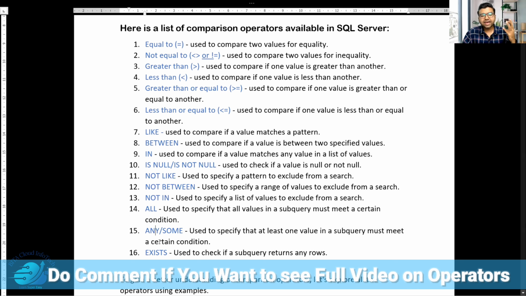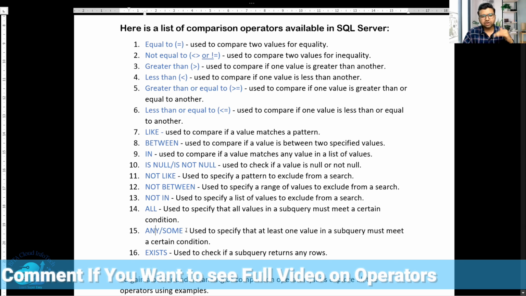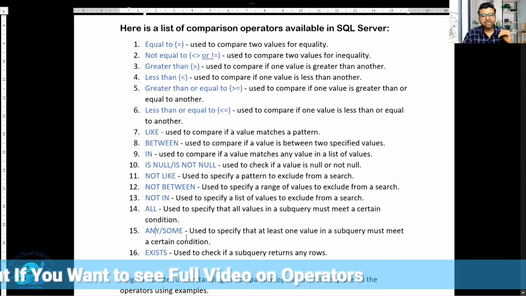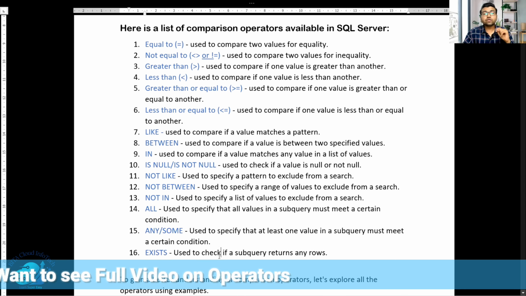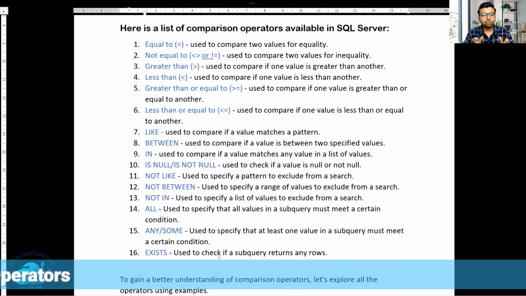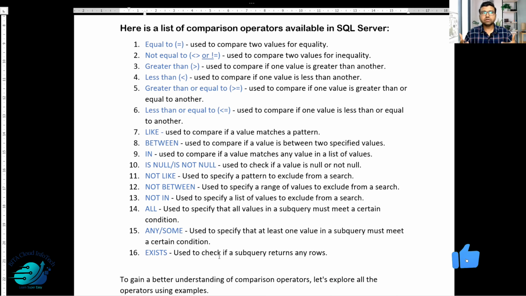All and any are a little bit newer operators, which we are going to understand with examples only. And then exists. For exists, we definitely have to go through some practicals, then only it's easy to understand. But as the name suggests, it means something exists, something has a value, it's not empty. Okay.